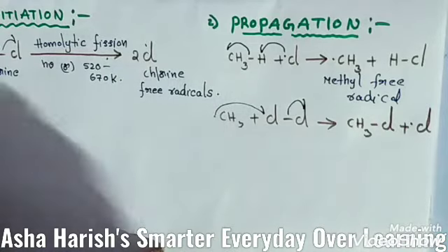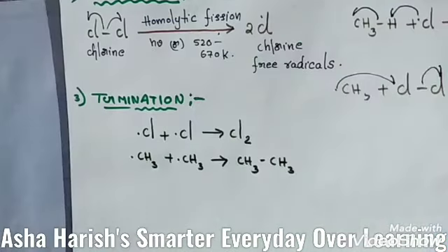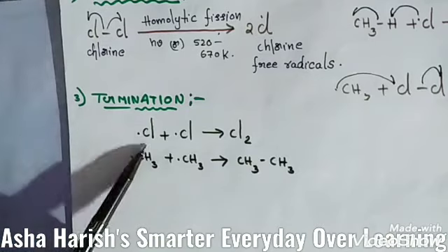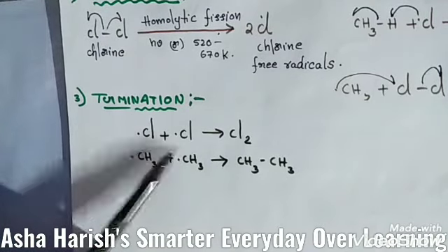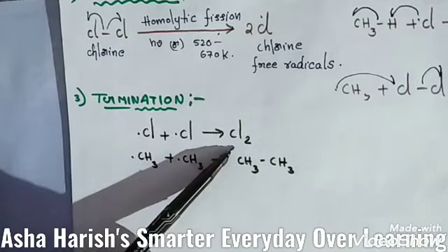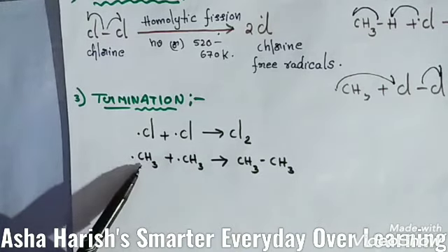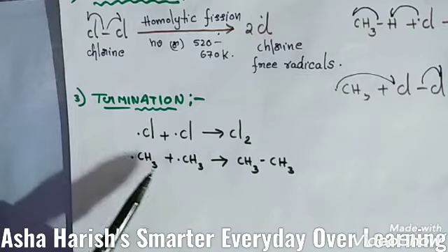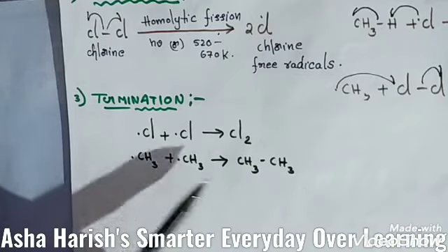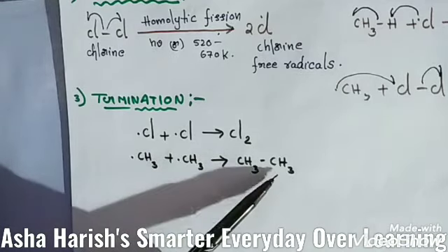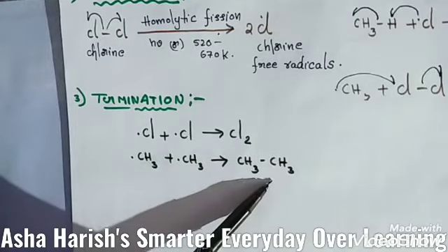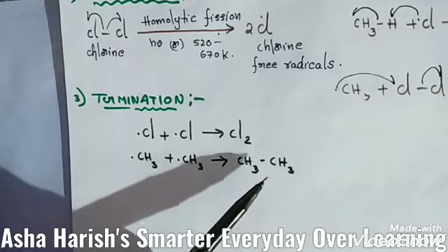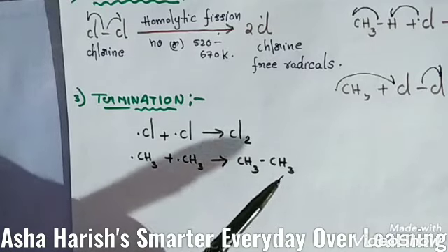Now the third one is termination. In this termination, a chlorine free radical and another chlorine free radical combine together, then a chlorine molecule should be formed. Here is the methyl free radical, and it is combining with another methyl free radical, then a compound should be formed. This is also called C2H6. Okay students, this is about the substitution reactions, 3 types.